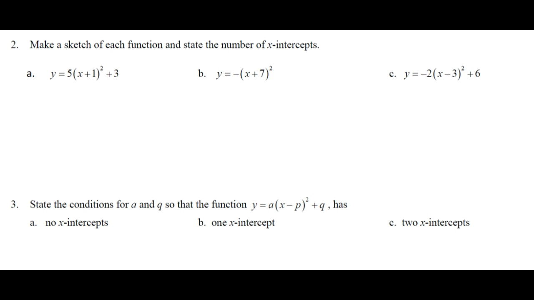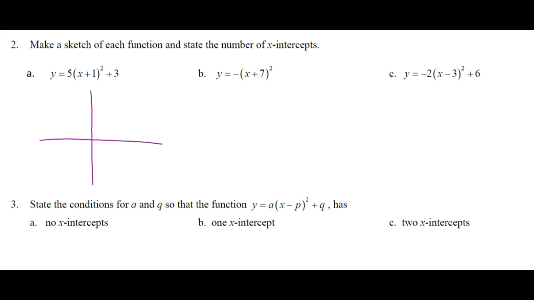Make a sketch of each function and state the number of x-intercepts. Now, sketches don't have to be totally accurate, but they shouldn't be out to lunch. Like if you say the vertex is at negative this, negative that, you can't draw it up here somewhere. Vertexes need to be about where they are, or at least reasonable. And state the number of x-intercepts. Okay.